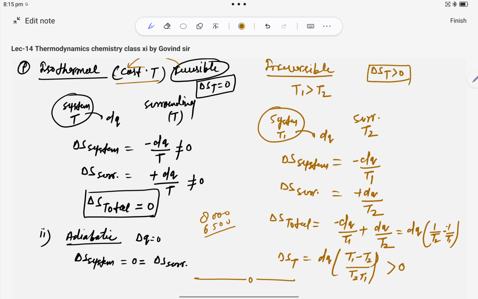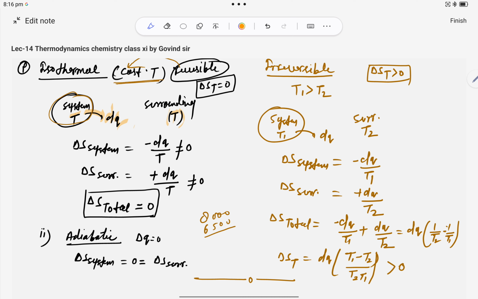Isothermal means constant temperature. So here, this is your system, I told you. In this system, children, the temperature of the system is T and the temperature of the surrounding is also T. That means there is no change in the temperature. So a small amount of heat is transferred by the system to the surrounding. Now you can say, if the temperature is the same, then why is heat transferring? So you can consider it a very small amount of heat, dQ, transferred.